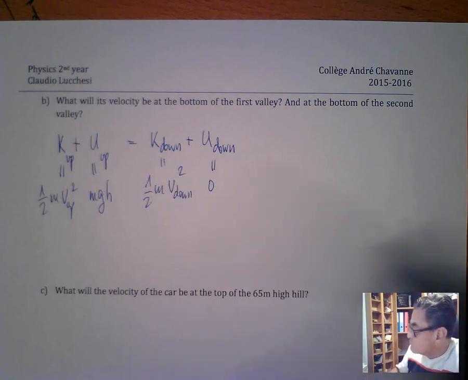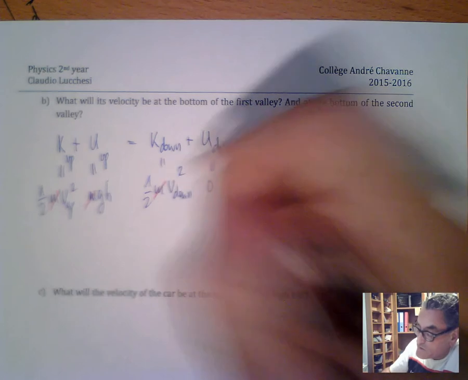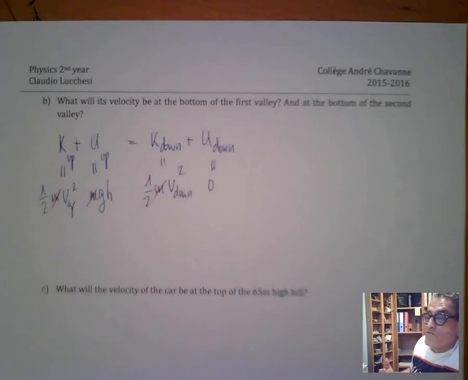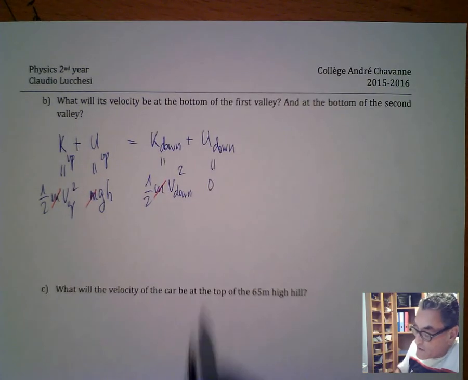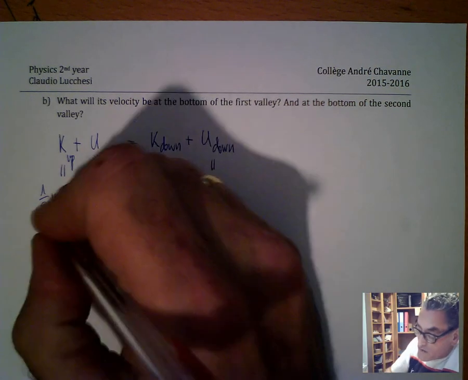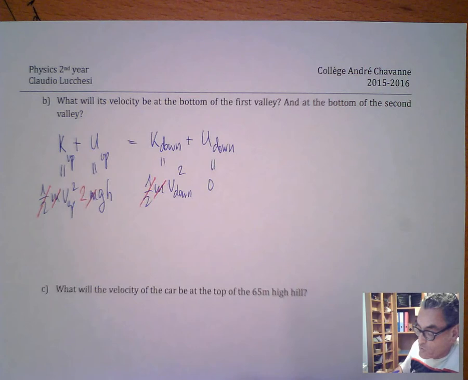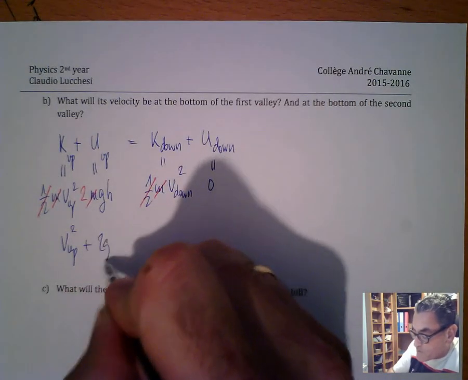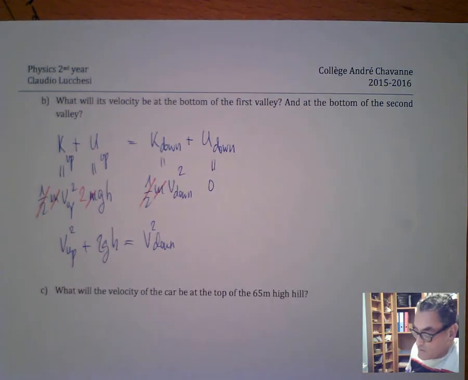So one thing you can do, to start with, is to remove the masses. You see, the mass doesn't change anything. It's a free fall type of problem, and as we saw in kinematics, mass doesn't play any role in free fall. Now we can cancel these 1/2s, which are not elegant, by multiplying everybody by 2. And so we have now that v up squared plus 2gh is equal to v down squared.